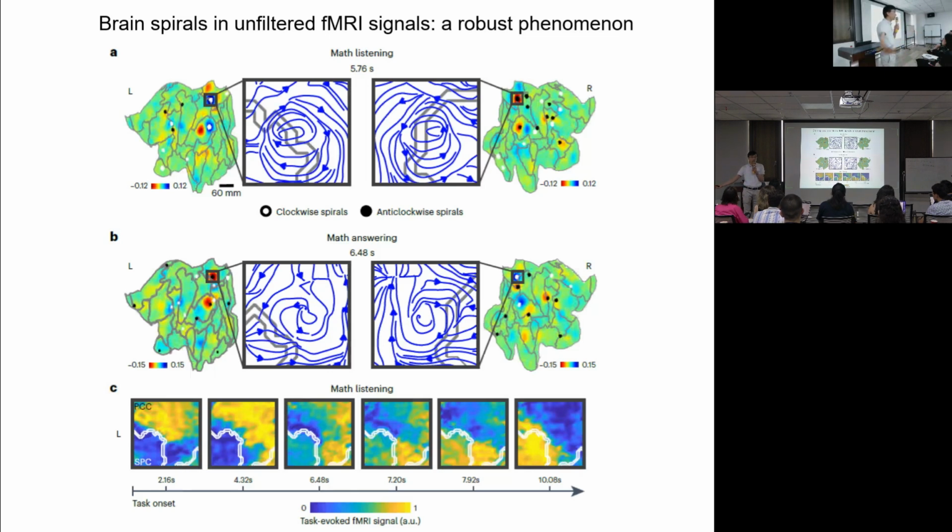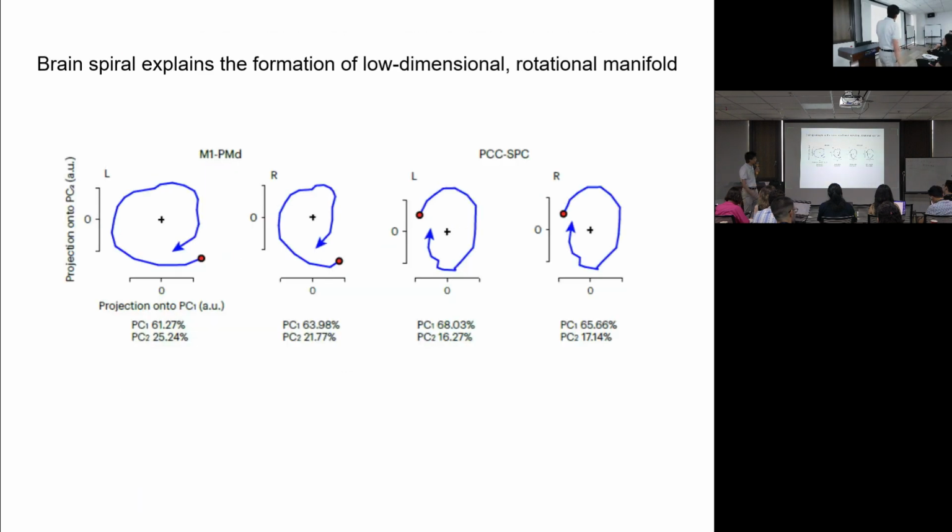If you visualize your fMRI data and just look at the amplitude, you will see this sort of rotational structure. It's not an artifact of something. For different tasks, if you look at these coherent structures or spirals and do PCA analysis, you can project them onto 2D manifolds, and you will see this sort of rotational structure.